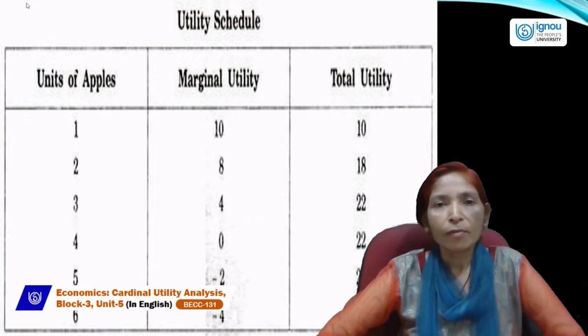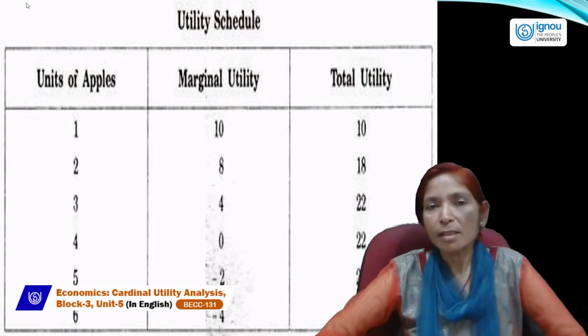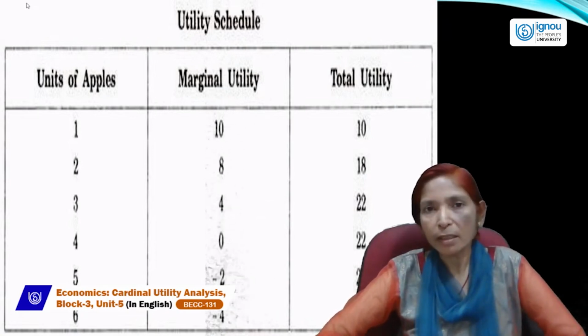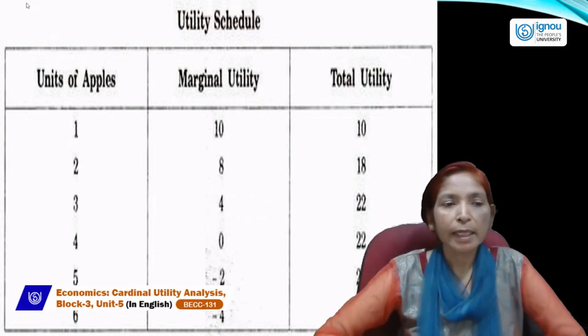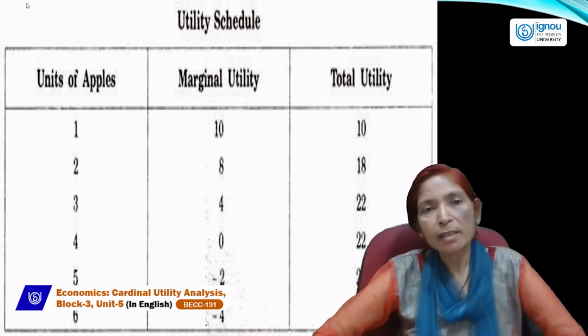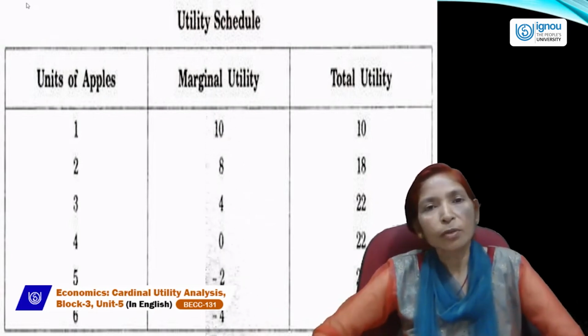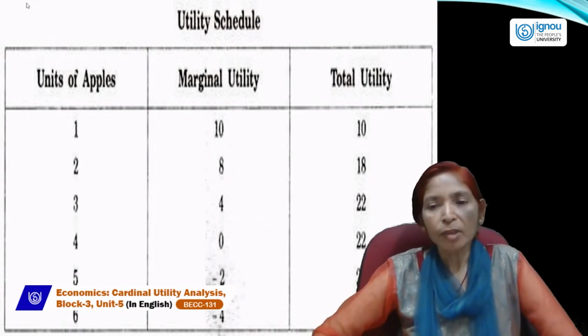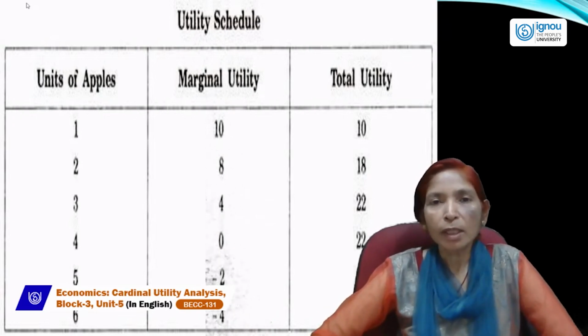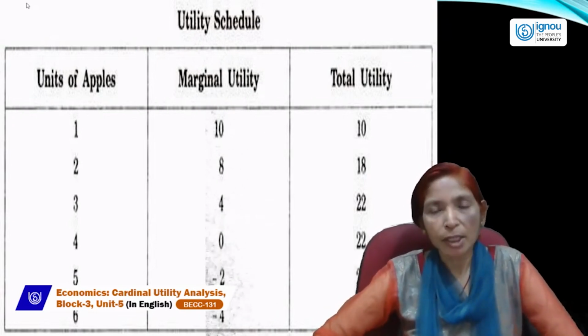Units of apple, for example, we assume that here we are consuming 6 apples, like 1, 2, 3, 4, 5 and 6. 1 unit of apple will give us 10 satisfaction, total utility is 10. At the second unit of apple, total utility is 18. And at the third unit of apple, total utility is 22. Here, total utility is increasing, but at a diminishing rate.